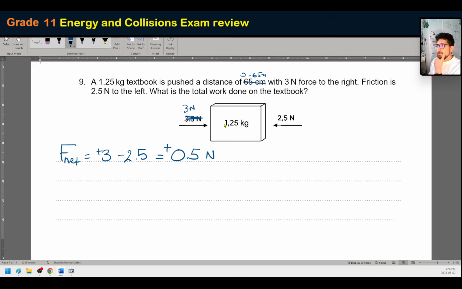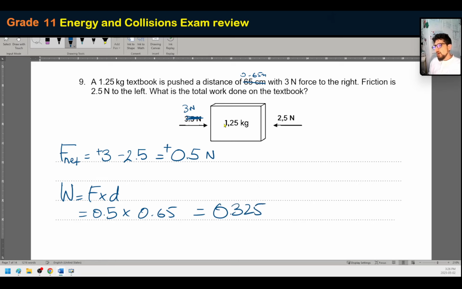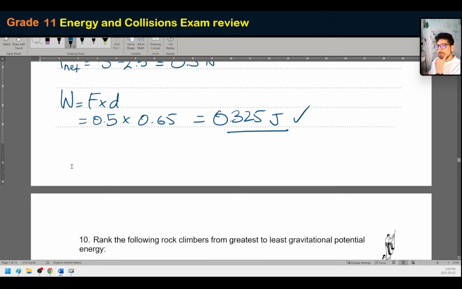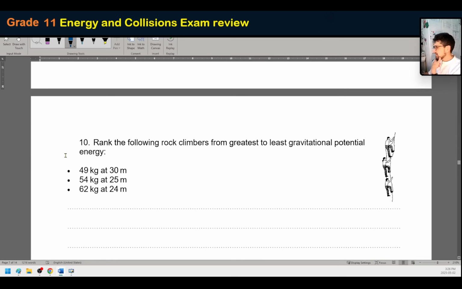So now we've got the net force. What do we need to find? What is the total work done? Work is equivalent to force times distance. What was the distance pushed? 0.65. So we've got 0.5 times 0.65, which is equivalent to 0.325 joules. And that's all you need to do. Okay, easy. Let's keep going.